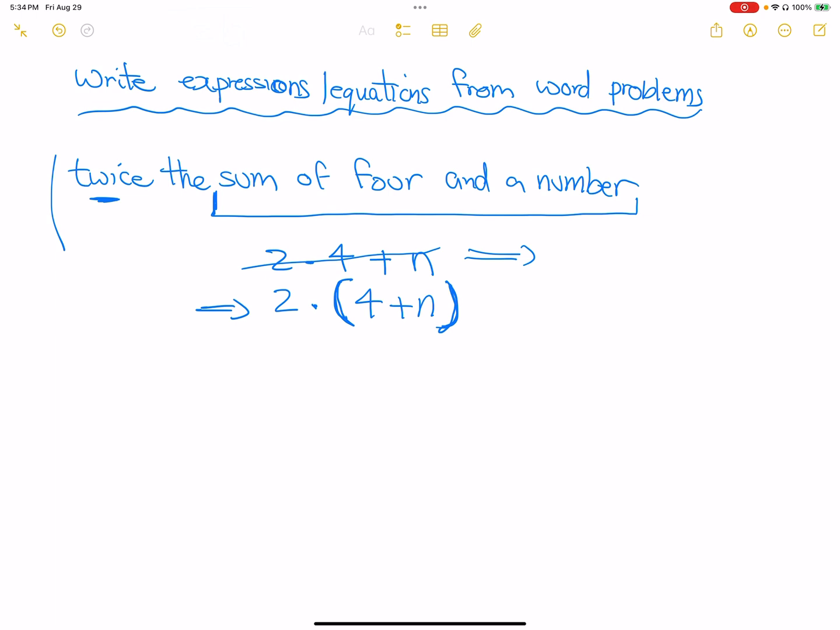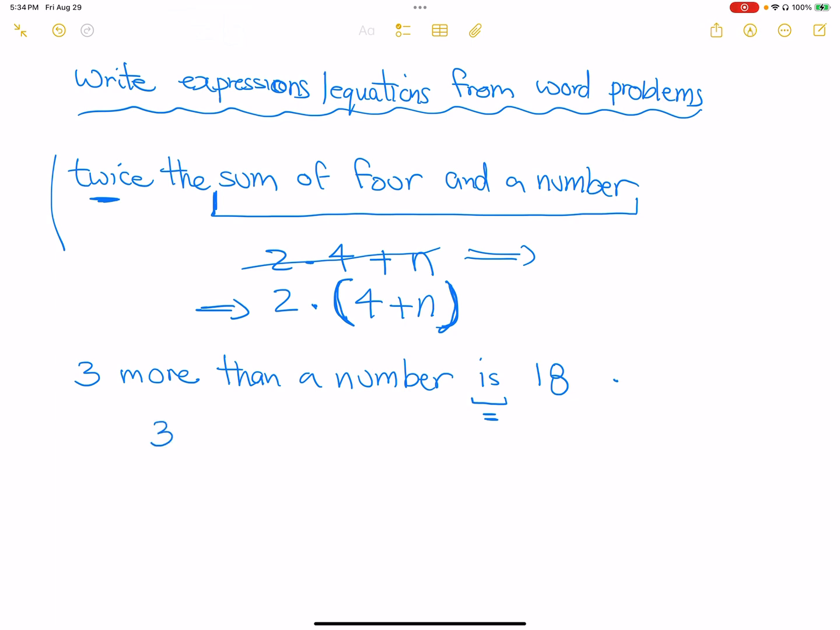Or let's say they say, for instance, 3 more than a number is 18. So first of all, whenever you see "is" in a word problem, is equals. So right away, you know you're dealing with an equation.